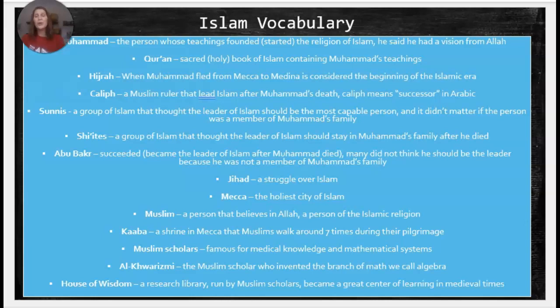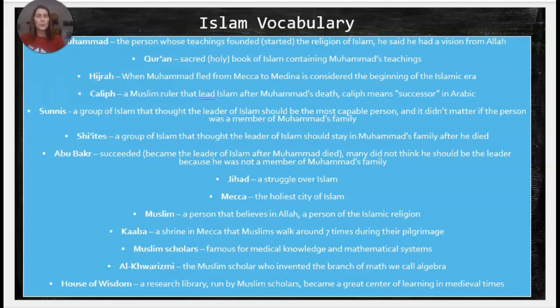Abu Bakr succeeded, meaning became the leader of Islam after Muhammad died. After Muhammad's death, many did not think he should be the leader because he was not a member of Muhammad's family. Jihad is a struggle over Islam.